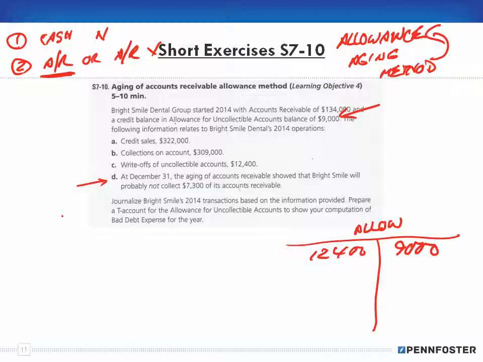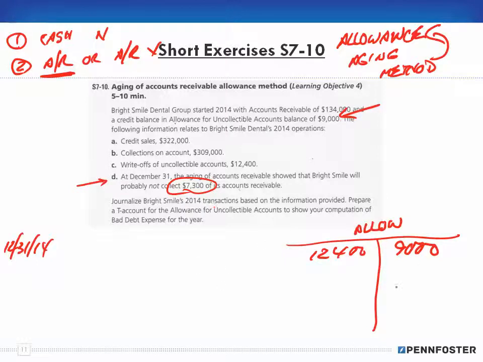Now I'm going to erase this journal entry and work on D. On D, at 12/31 of 2014, it says the aging of accounts receivable showed that Bright Smile will probably not collect $7,300 of the accounts receivable. So go back to the theory videos under the aging method to watch how this $7,300 was arrived at. I'm not going to go back over that, but it is telling us that the amount we're estimating should be $7,300.